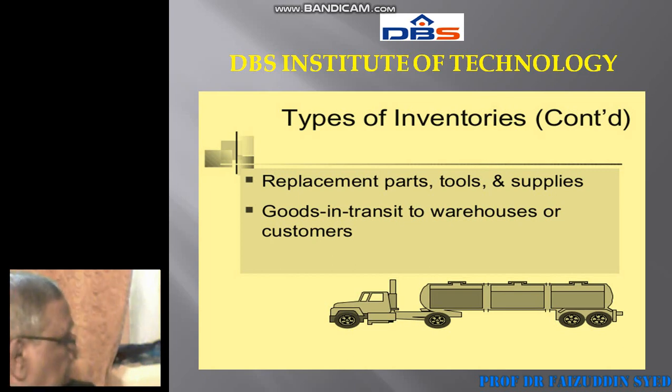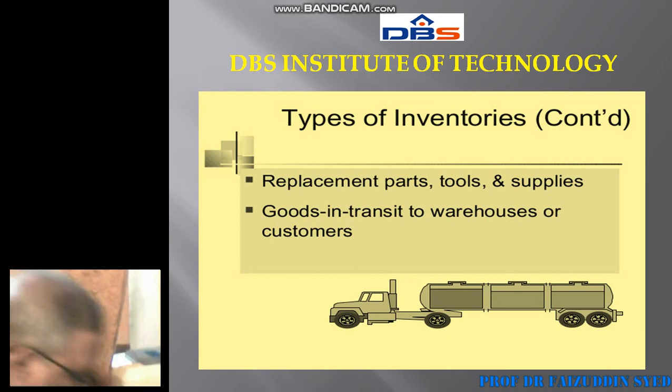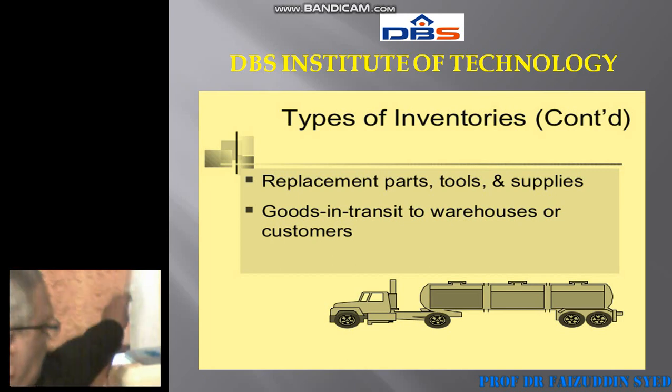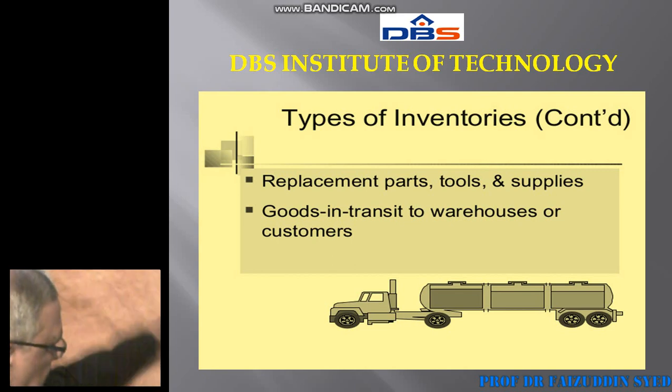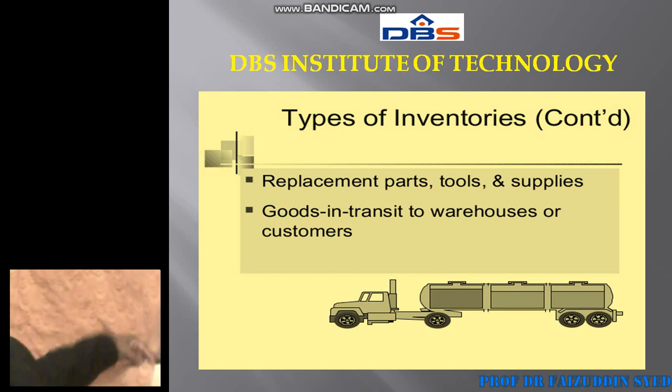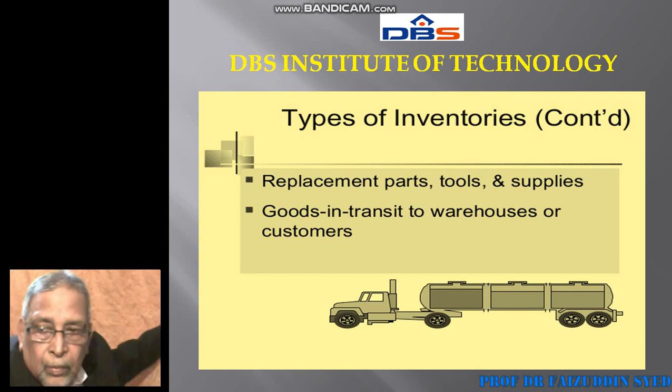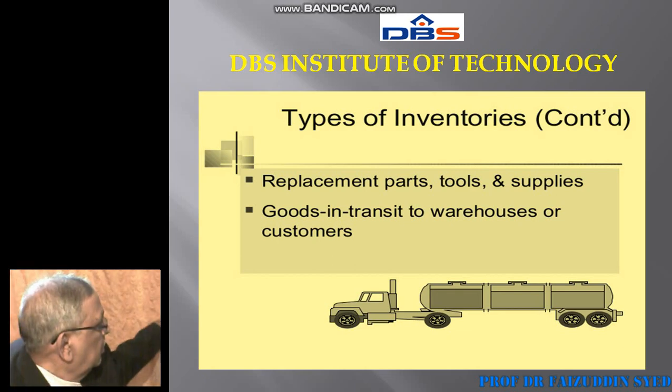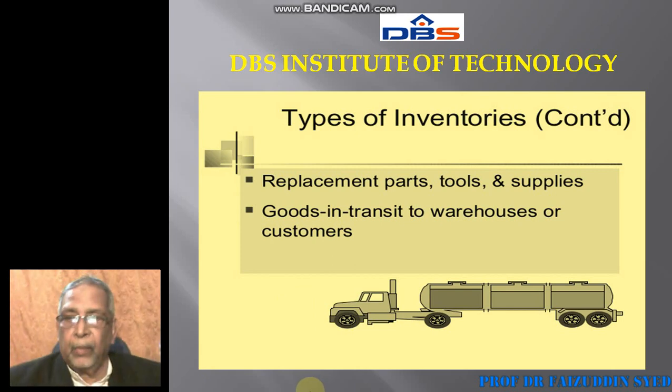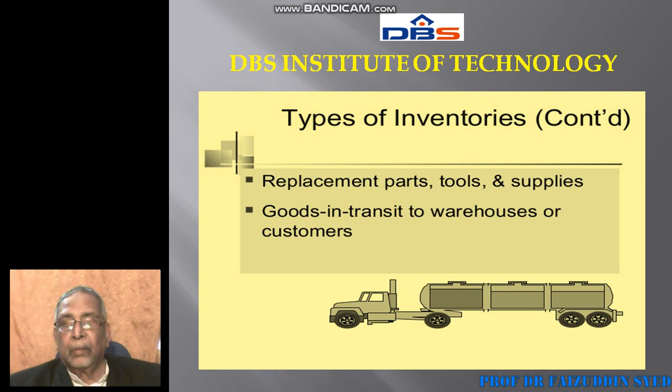Considering the types of inventories, the replacement parts, tools and supplies all come under the inventories. And the goods in transit to the warehouse or to customers: you will have to consider all the products which we are sending to the warehouses and to the customers. We will have to count all these things as inventory.